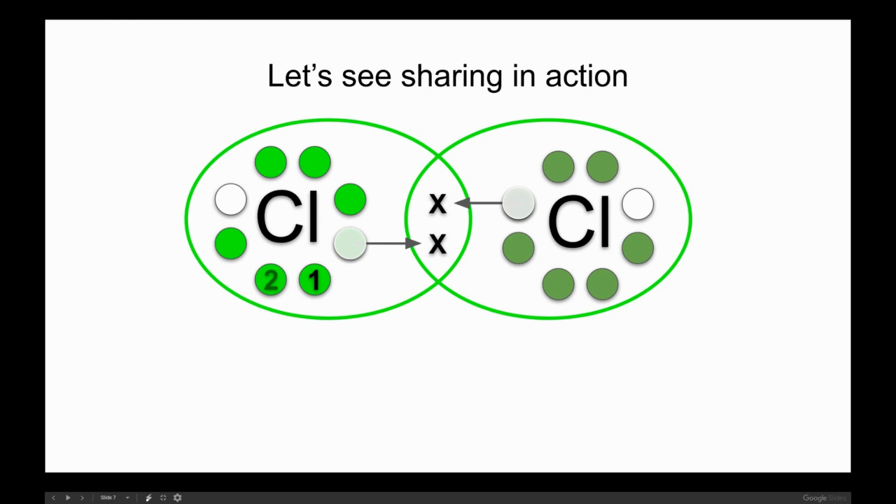1, 2, 3, 4, 5, 6, 7, 8. How come I didn't count this one? Because it's not there anymore. It moved forward. But in your diagram, you're going to still have those electrons there, and it's really easy to overcount.